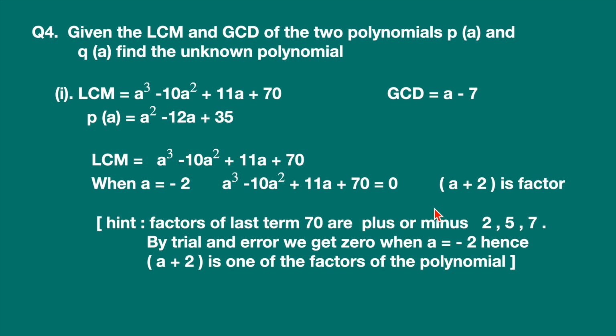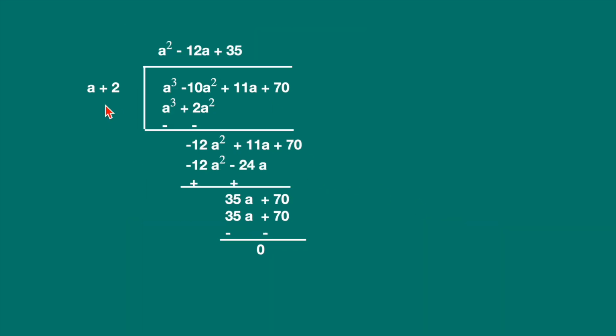Okay, so let's write down one factor and write down the polynomial here. If you divide the polynomial by its factor, you will get the other factor. So let's do division of polynomials. Again, division of polynomials you have studied in 9th standard.